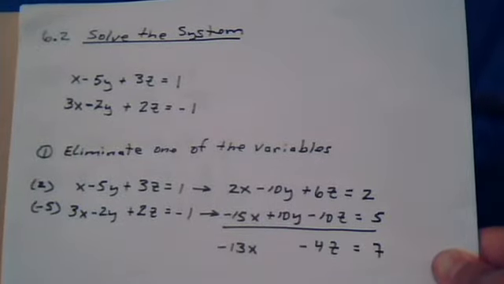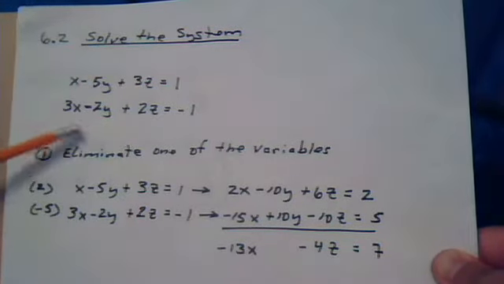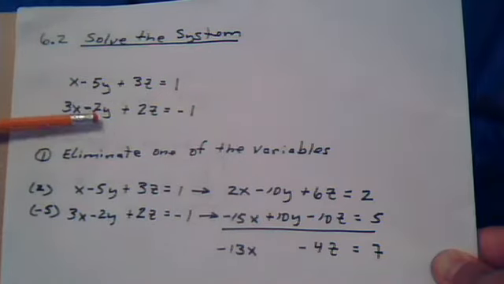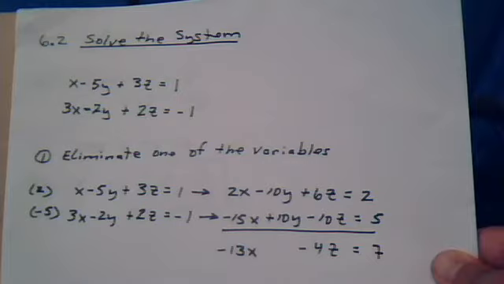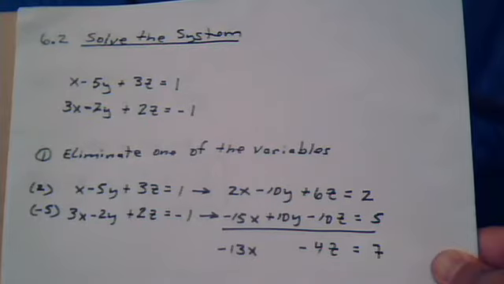Solve the system. This is our system of equations. Notice it has two equations, but three unknowns. There are three variables, but only two equations. Since there are more variables than equations, we say this system is dependent. This is a dependent system, and we expect an infinite number of solutions.